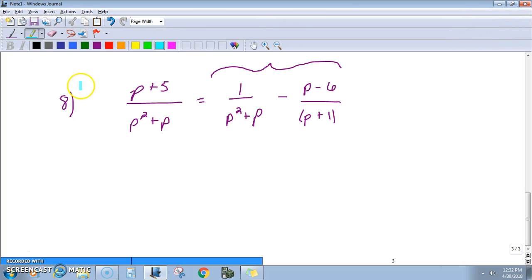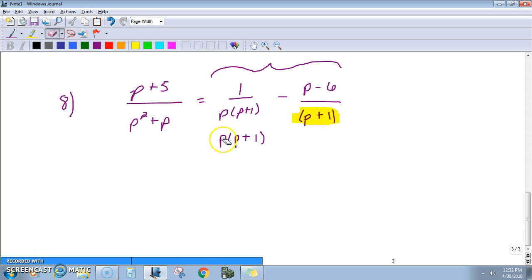Thankfully, what I notice is that if I factor a p out of here, let's just do it below and then I'll rewrite it. If I factor a p out, I get p plus 1. And the reason that's important is because this denominator over here is already p plus 1. So I don't have to do anything to the first fraction. I'm just going to factor that out and call it p plus 1, okay?